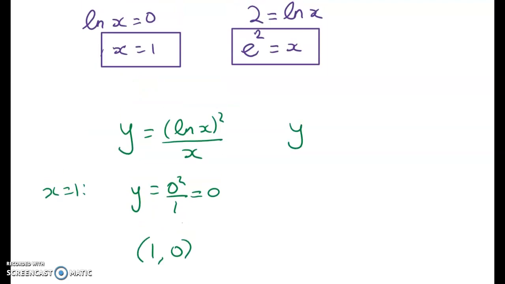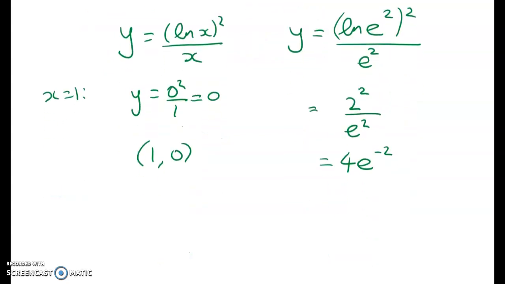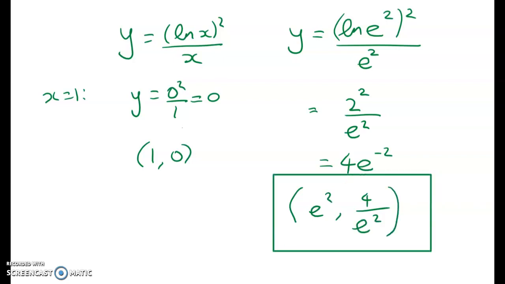And then for this one here, y is equal to the natural log of e squared divided by e squared. Right, so what's all of that? Well, the natural log of e squared is just 2, so it's 2 squared over e squared, which is 4e to the negative 2, if you want to write it like that. So the second point has coordinates of e squared and then 4 over e squared. So there's your first and your second stationary points.